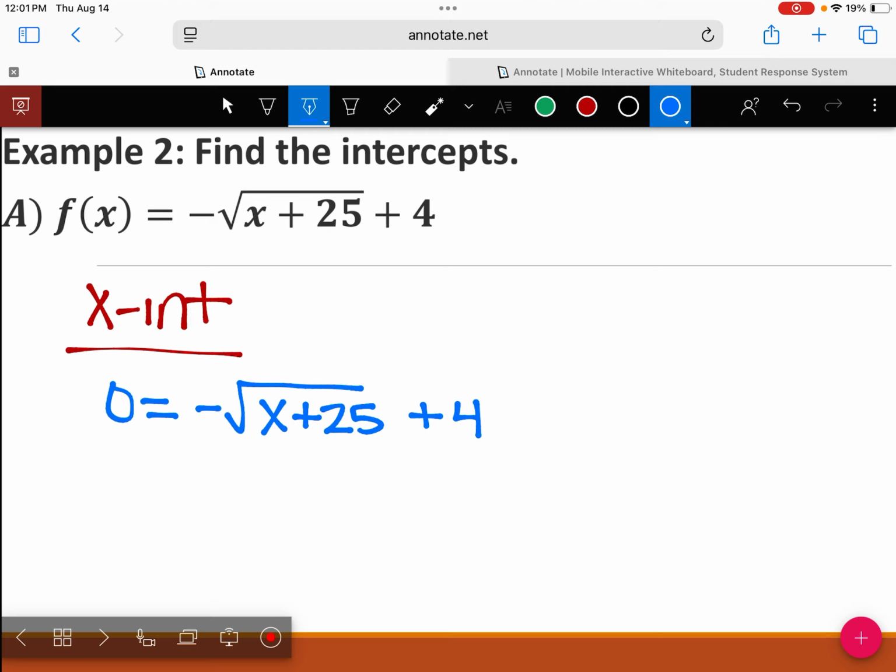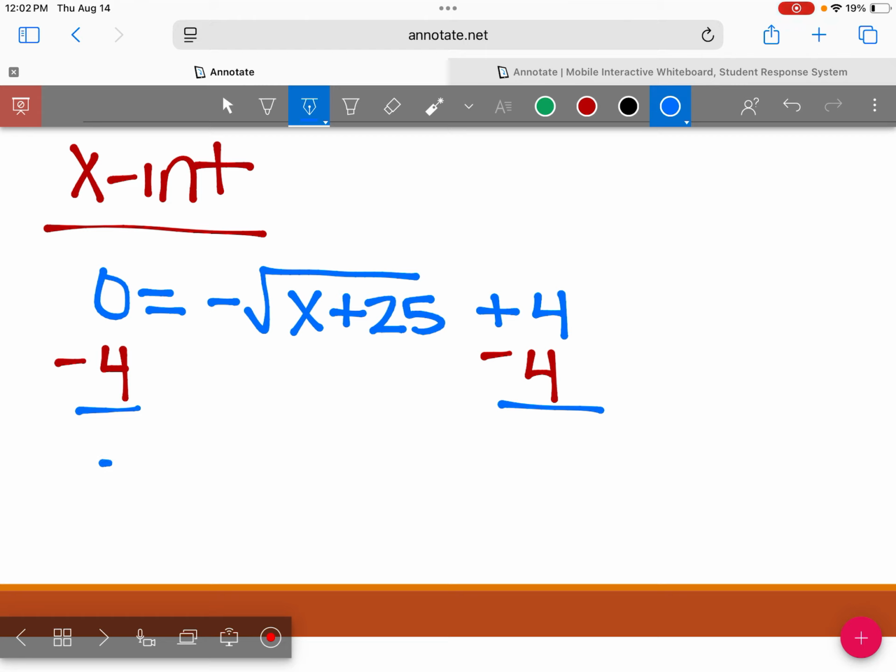First thing we need to do is get rid of the plus 4. How do I get rid of plus 4? What's the opposite of adding 4? So let's subtract the 4 from both sides, which is going to give me negative 4 equals negative square root of x plus 25.